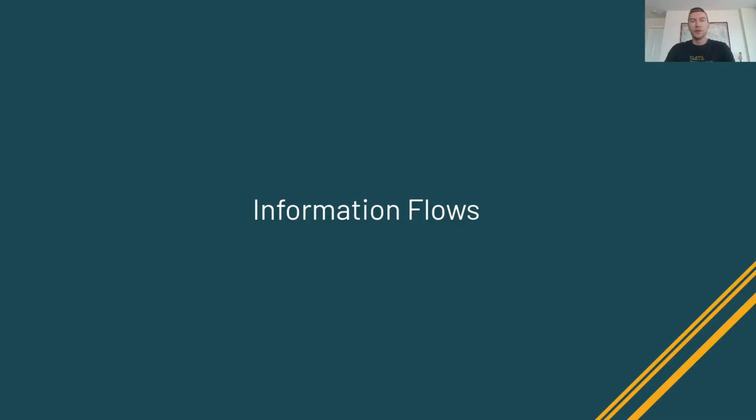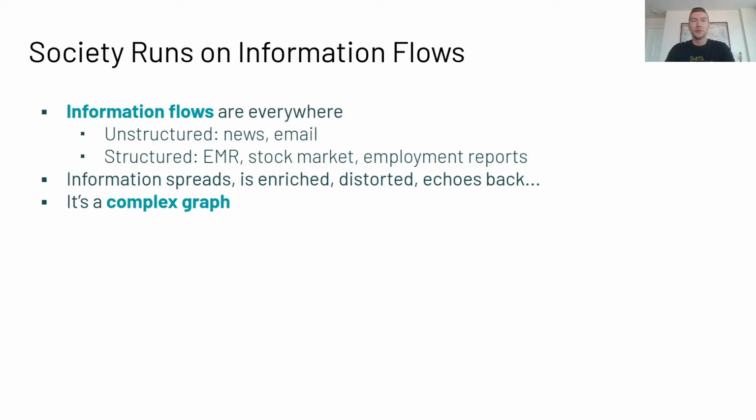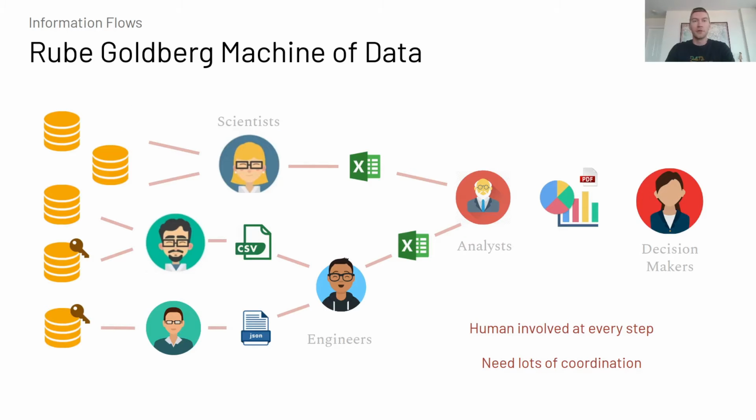Let's start by looking at a set of core problems we want to solve and deriving the requirements towards the system. Our society runs on information flows. Some of them are more structured than the others, but in all of them, information spreads around, is being transformed, enriched, sometimes unfortunately distorted, but overall it's a complex graph. In these flows, however, humans are often involved in every step of the way, taking data that comes as an input, transforming it, and exposing it as an output for the next stages.